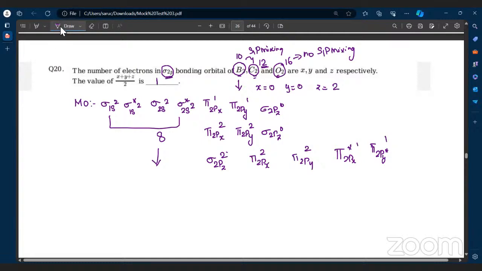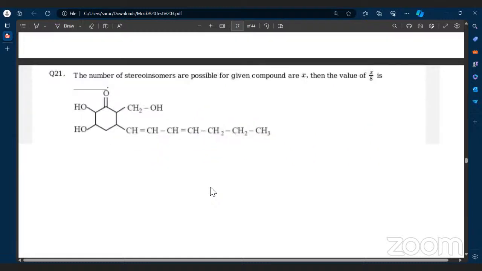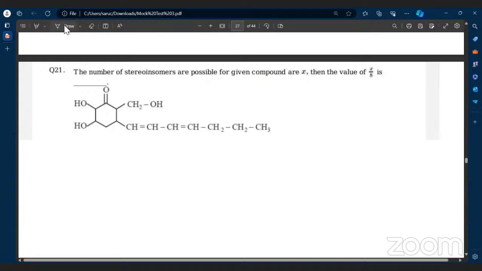Yes, very good. And the next question is: the total number of stereoisomers possible for the given compound is X, then what is the value of X by 8? So the total number of stereoisomers, geometrical and optical, is given by 2 power n, where n stands for the number of chiral or stereoisomeric centers. What would be the n value over here? You have 2 chiral centers over here.